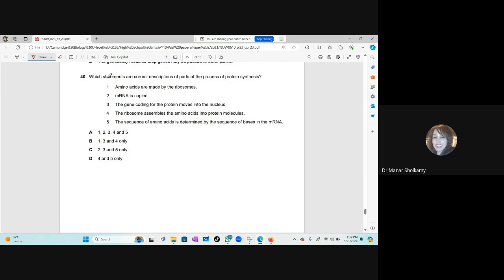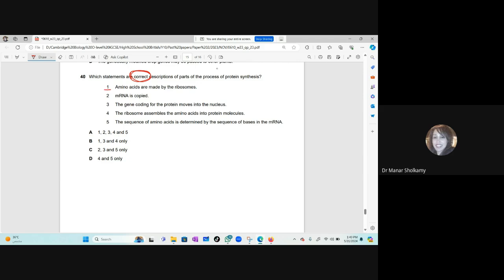40, the last question. Which statements are correct descriptions of parts of the processes of protein synthesis? 1. Amino acids are made by the ribosomes. 2. Messenger RNA is copied. 3. The gene coding for the protein moves into the nucleus. 4. The ribosome assembles the amino acids into protein molecules. 5. The sequence of amino acids is determined by the sequence of the bases in the messenger RNA. So please, they're not asking for the order. They're asking which statements are correct.